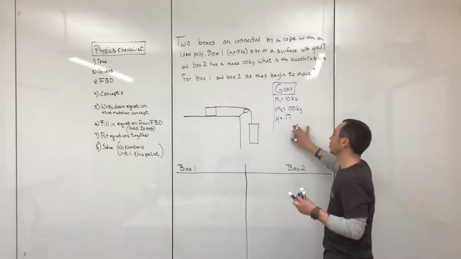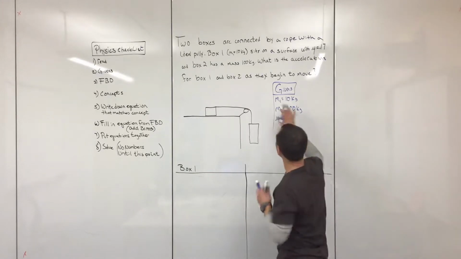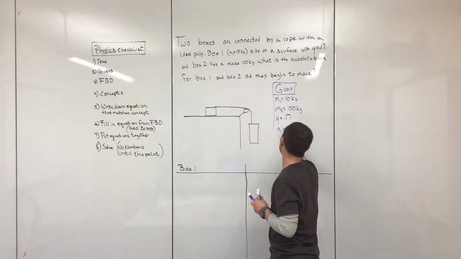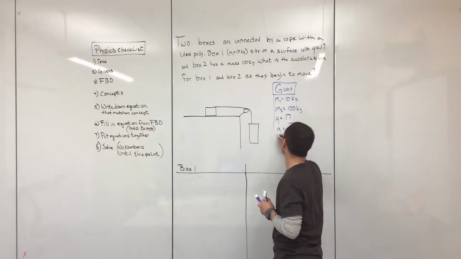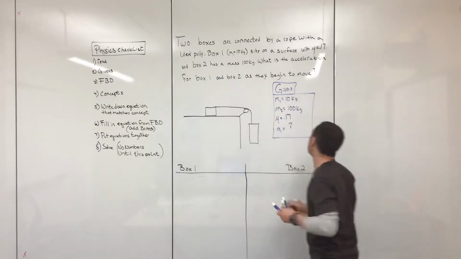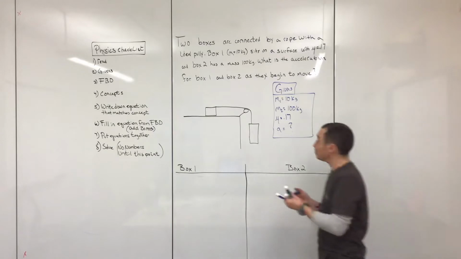We know the pulley's ideal, but there's nothing in our givens that we can really use to indicate that. And then you always want to put the question. So there, we're asking for the acceleration. So there we go. Step 2 is done.